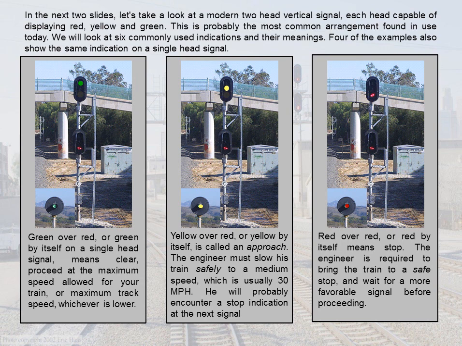Green over red, or green by itself on a single head signal, means clear, proceed at the maximum speed allowed for your train, or maximum track speed, whichever is lower. Yellow over red, or yellow by itself, is called an approach. The engineer must slow his train safely to a medium speed, which is usually 30 miles per hour. He will probably encounter a stop indication at the next signal. Red over red, or red by itself, means stop. The engineer is required to bring the train to a safe stop and wait for a more favorable signal before proceeding.